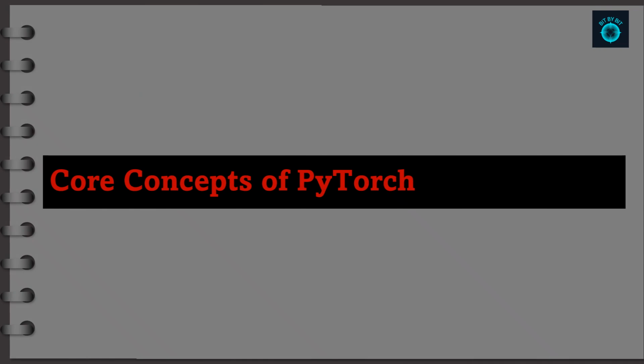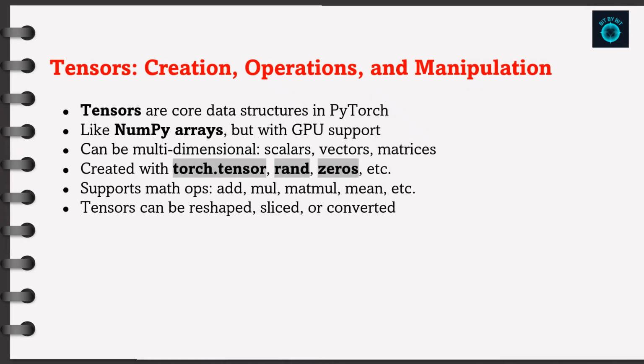Core concepts of PyTorch. In this slide, we'll cover what tensors are and how they work in PyTorch. Tensors are the fundamental data structures in PyTorch. They're similar to NumPy arrays, but with built-in support for GPU acceleration. You can think of them as multi-dimensional arrays. They can represent scalars, vectors, matrices, or higher-dimensional data.